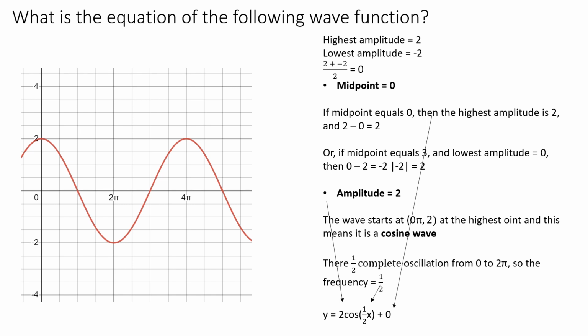Now let's look at this one. Can I define what this graph is? Well, let's see. I'm going to tell you one thing right now. It does not do a complete wave to 2 pi. It only does half a wave, in fact. So it takes 4 pi. So it only does half a wave here. I know my inside is going to be 1/2.